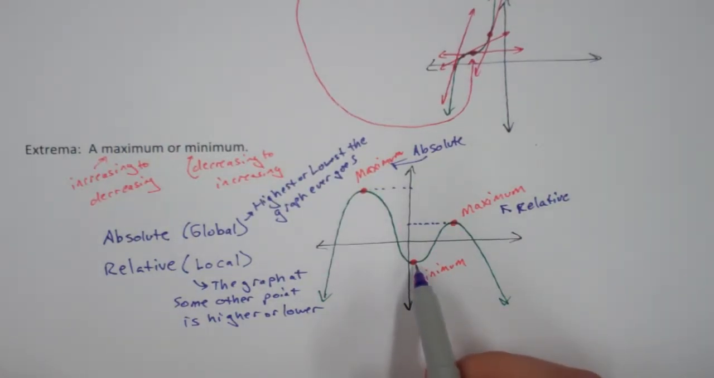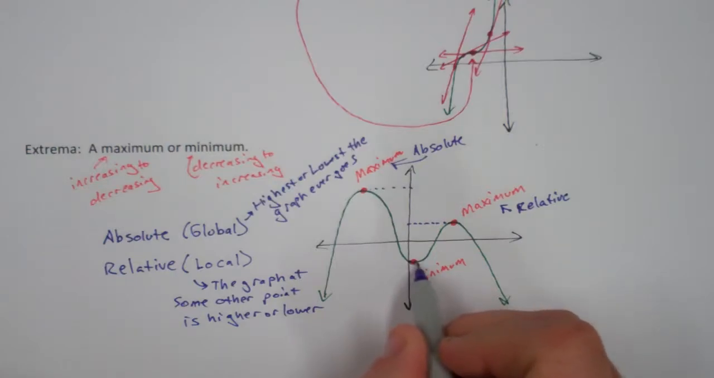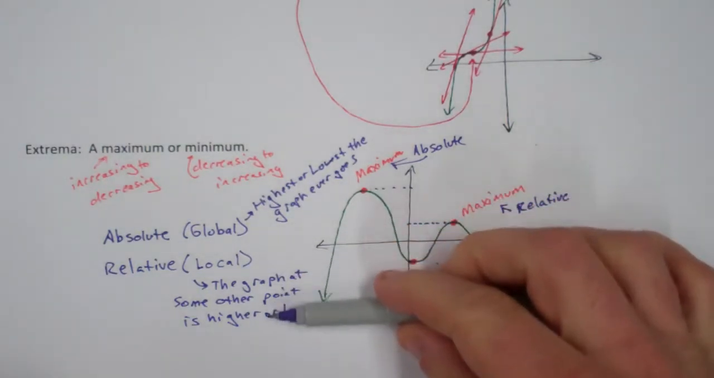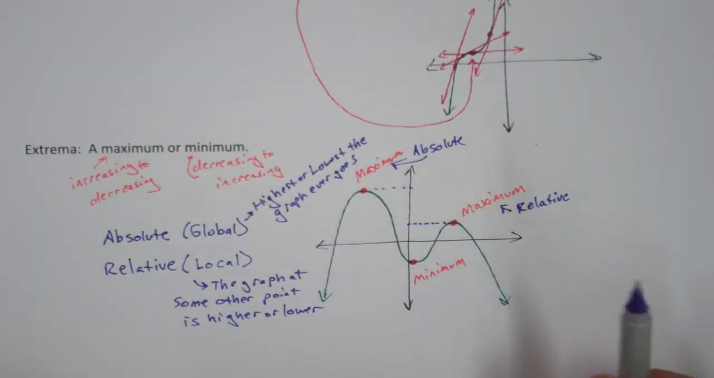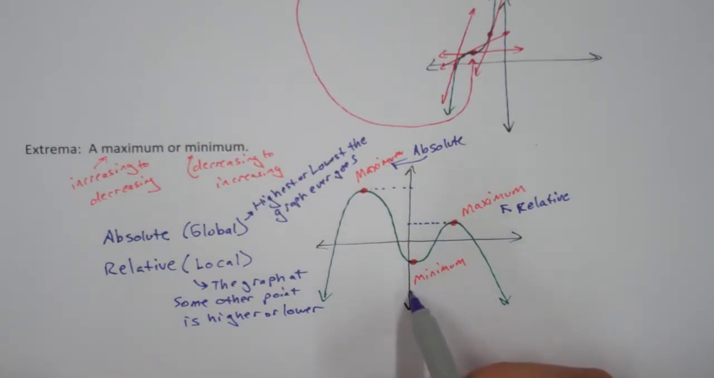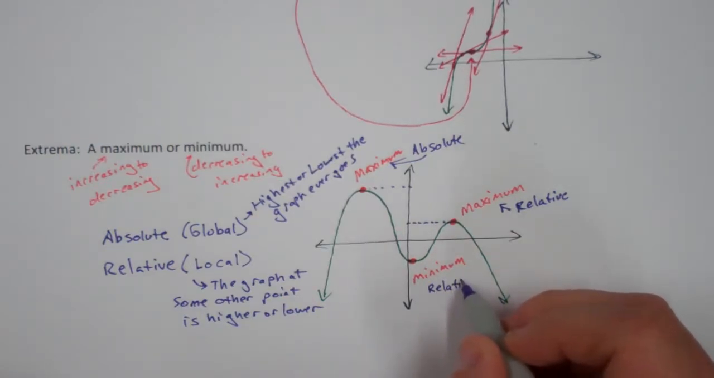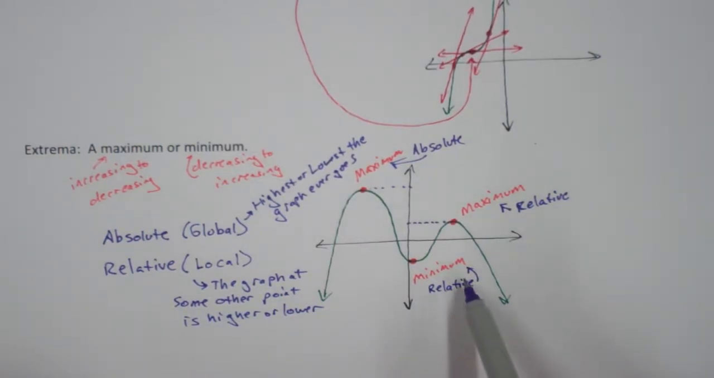Let's look at this minimum right here. The y value is right here. We need to ask ourselves, is this the lowest the graph ever goes? If it is, then it's an absolute. If the graph at any other point has a y value lower than this minimum, then it's only going to be a relative. If you look at this section of the graph over here or this section, any point on this side or this side will have a y value that's lower than this minimum. Therefore, this is only a relative minimum. The graph at some other point has a lower minimum value than this local area right here, or this area relative to the rest of the graph.